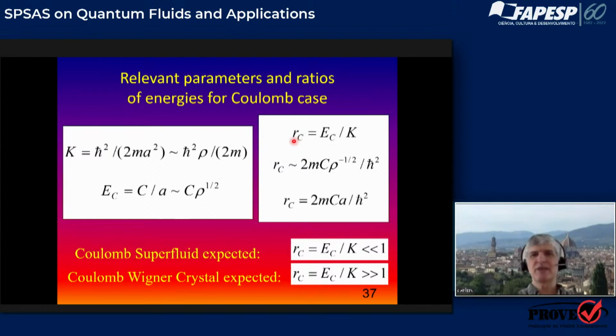So this means that the ratio between the Coulomb energy and the kinetic energy is not proportional to rho to the 1/2, but is inversely proportional to rho to the 1/2. So this means that the Wigner crystal arises at very low densities for the Coulomb case, while this Wigner crystal arises at higher densities for the dipolar case. I'm just bringing that piece of physics for those of you who may know about Coulomb Wigner crystals.